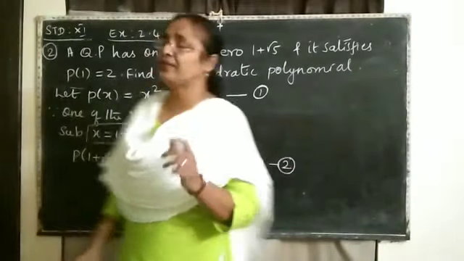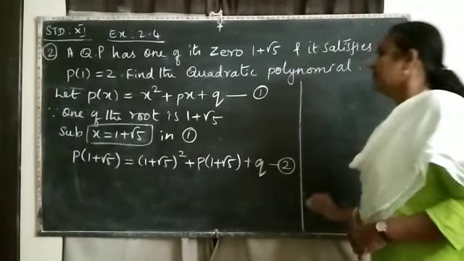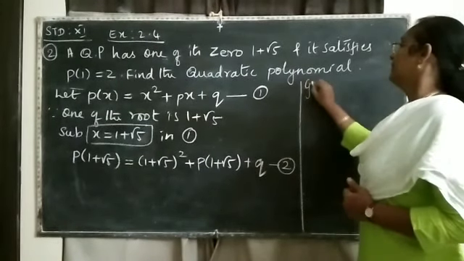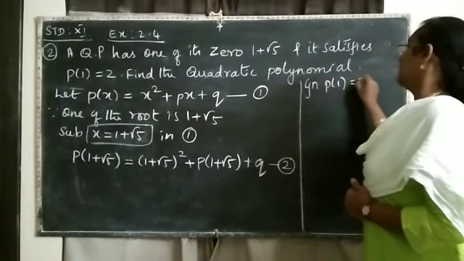Okay. Now, one more piece of information is given. What is the other information given? P of 1 is equal to 2.